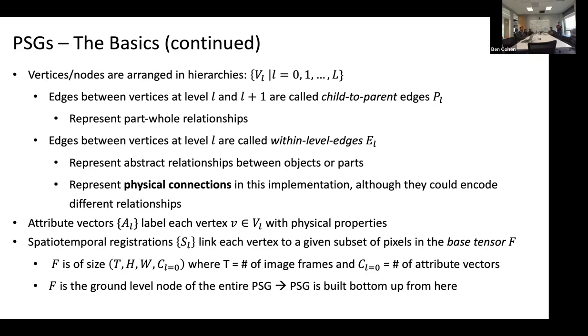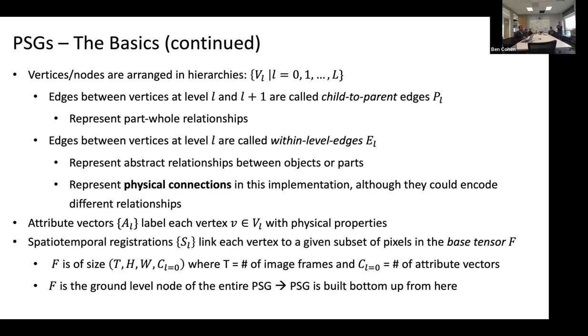There's also something called a spatiotemporal registration. This is also a set that is tied to any given level of this hierarchy. It links each vertex or node to a given subset of pixels in something they call the base tensor, which is the thing I was describing in the previous slide. The base tensor is effectively how they have this physical mapping between the nodes or vertices in this graph as they build it, and the specific series of image frames in the raw data. This is the only mapping that really exists.